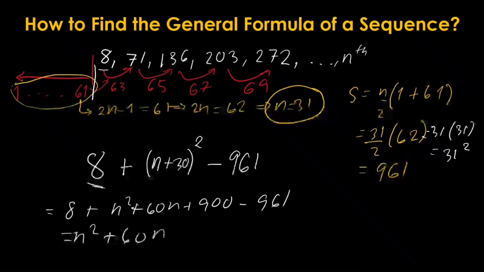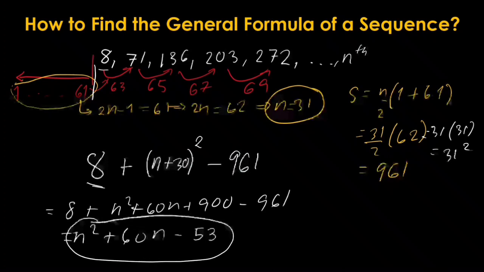You can verify if it's true. I will verify the next one only. When your n is 2, you have 32 squared. And 32 squared is 1024, and it's subtracted by 961. We get 63. 63 plus 8 is 71. So it's correct for the second term. You can verify the rest of it to find out this really holds for all the terms.